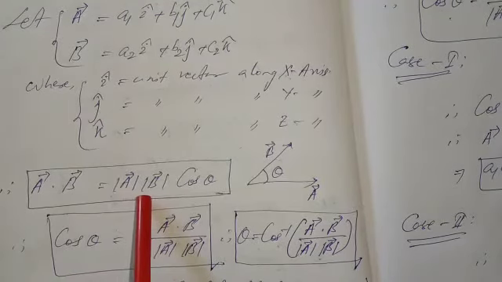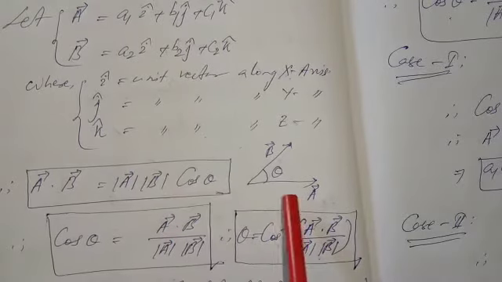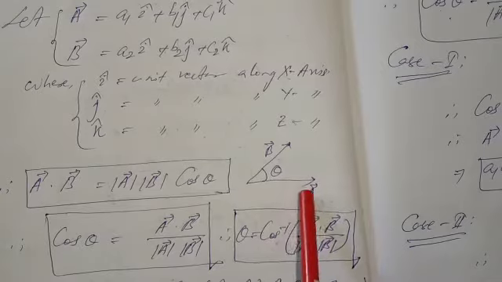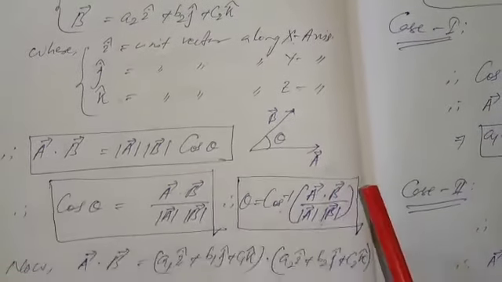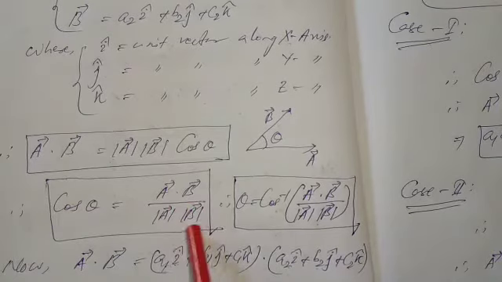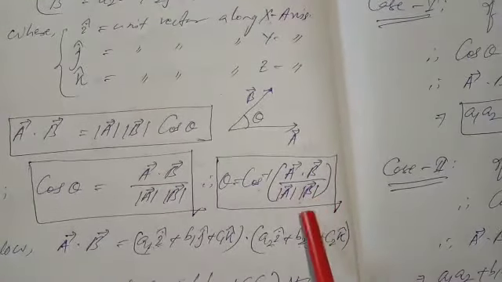where theta is the angle between the two vectors a and b. After that, we can easily find the cos theta formula: cos theta is a dot b by magnitude of a into magnitude of b. Then theta will be cos inverse of a dot b by magnitude of a into magnitude of b.